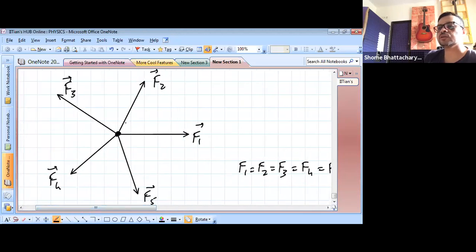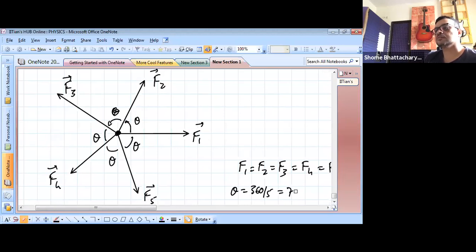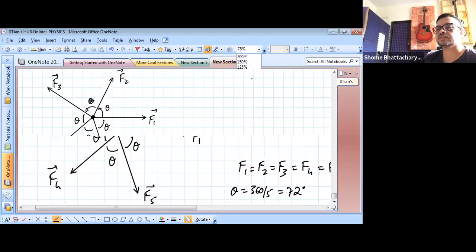And also it is given that whatever this angle, same this angle, same value, this angle, same value, this angle, same value. So theta will become how much now? You can see theta will become 360 by 5 or 72 degrees. So we have to make use of this. And now we have to find the resultant of these vectors.